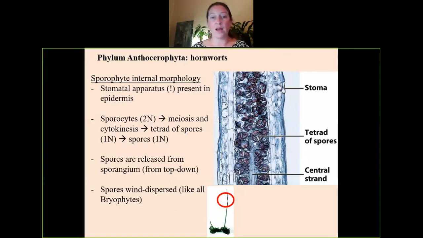And then ultimately, each of those 4 spores in a tetrad break apart and go on their own way to grow into a gametophyte plant. And as I mentioned, because growth is occurring in the sporangium from the base, the very top of the horn is the oldest tissue. And so that's where the spores will be released from first, from the top of the horn. And like all the other guys we saw, moss, liverworts, and now hornworts, the spores will be released into the wind. They'll land somewhere and grow into the new gametophyte plant.